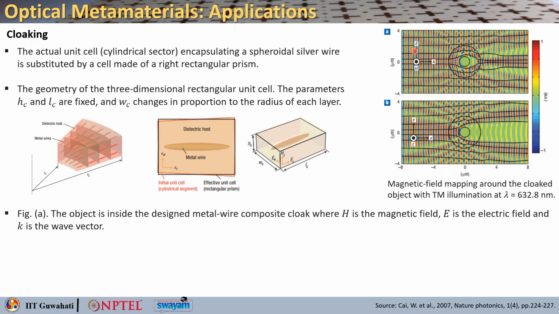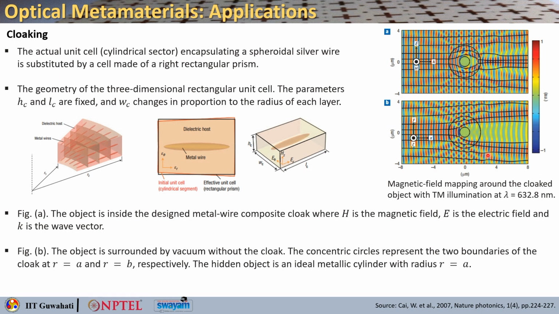This is under TM illumination, and you see the way the waves are propagating. After this cloak also the waves propagate in a similar fashion. However, without the cloak, that is shown in figure B, you can see that this hidden object, which is actually a metallic cylinder of radius A, the cloak is not working here. So, it is basically blocking the electromagnetic wave in its path, and it will get automatically detected, right.